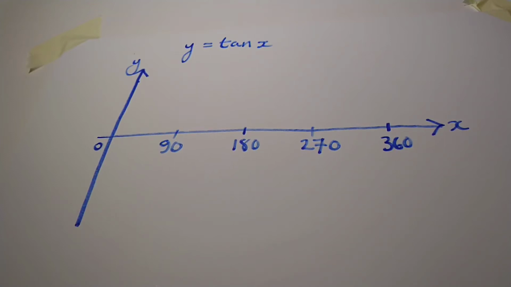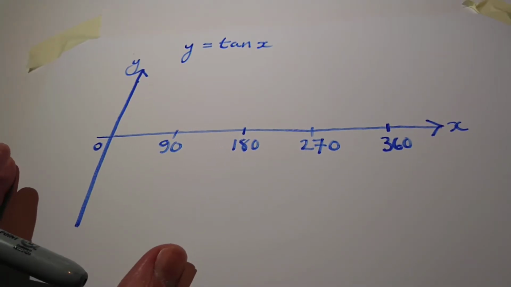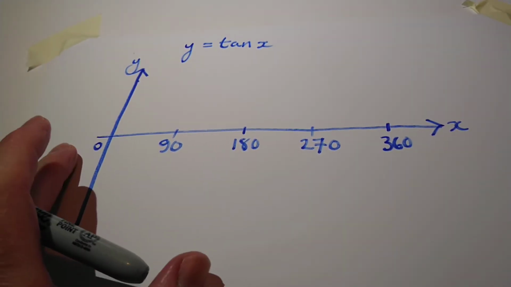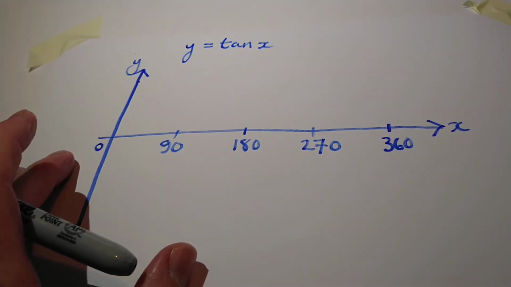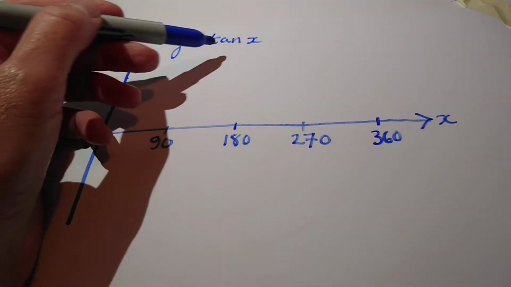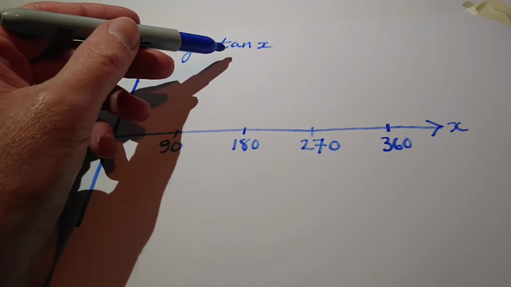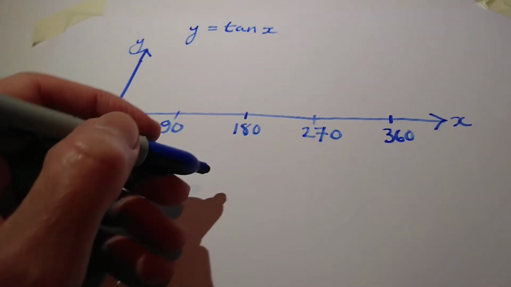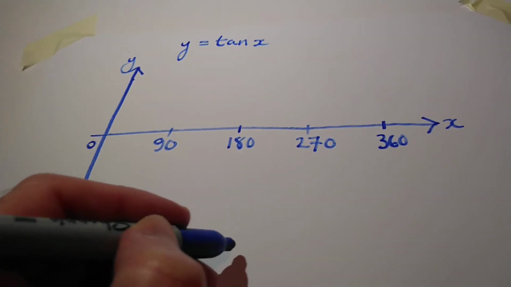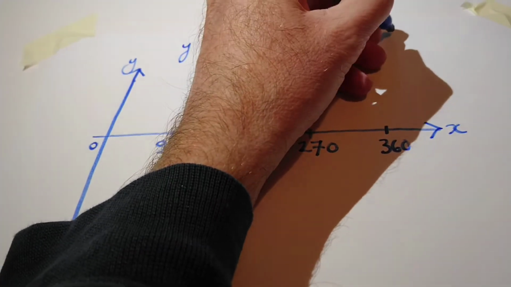To do a sketch graph of y is equal to tan x, we start out in the usual way with our appropriately labelled x and y axes. However, tan x has no maximum value, so if you're not sure about this, good idea to do a table as usual. Let's put that over here.